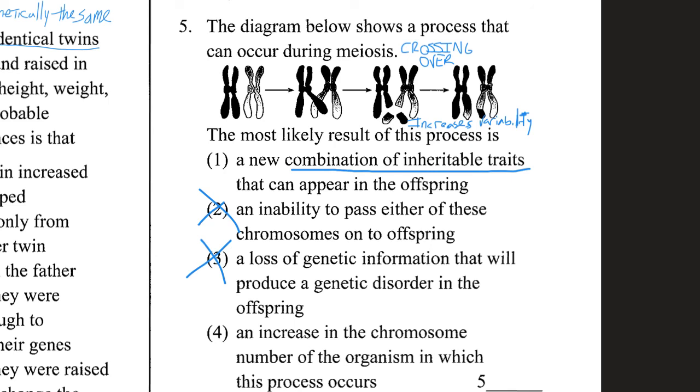Option 4, an increase in the chromosome number of the organism in which this process occurs. We're not gaining or losing any chromosomes, so the number of chromosomes in the organism will stay the same. So option 4 is incorrect. And that means option 1 is our best answer because we're getting a new combination of traits on those sister chromatids that will be or can be passed down to offspring.